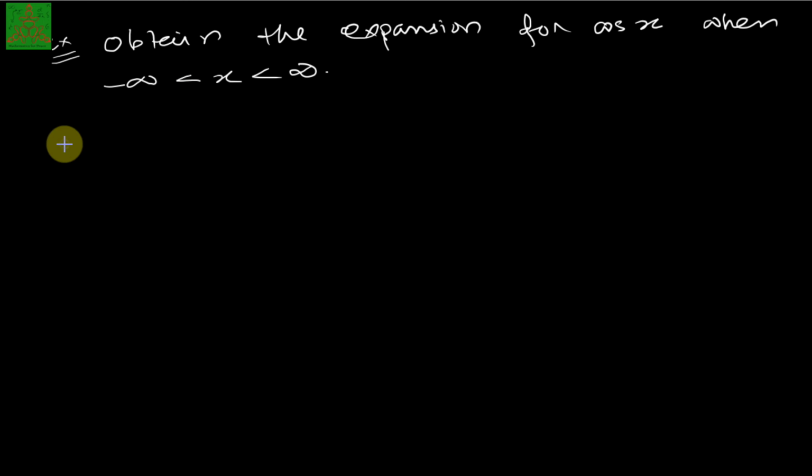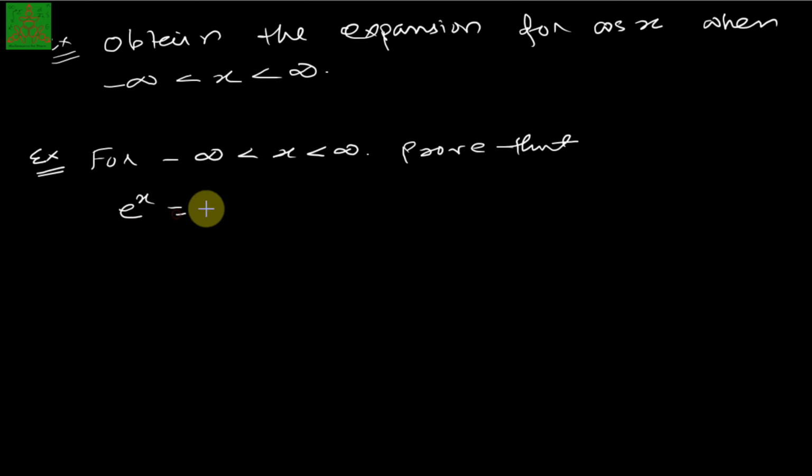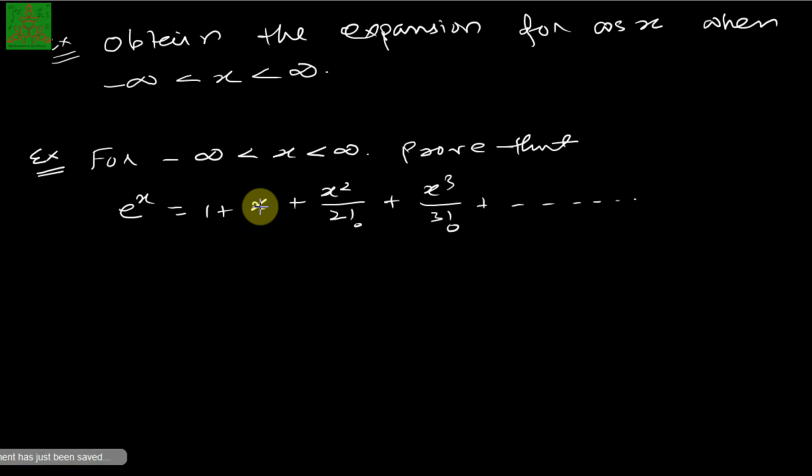Let us have another example. For x between minus infinity and infinity, prove that e power x is equal to 1 plus x square by 2 factorial plus x cube by 3 factorial and so on. By looking at this series, we can see that it is a power series of x about 0. So it is actually a Maclaurin series of the function.